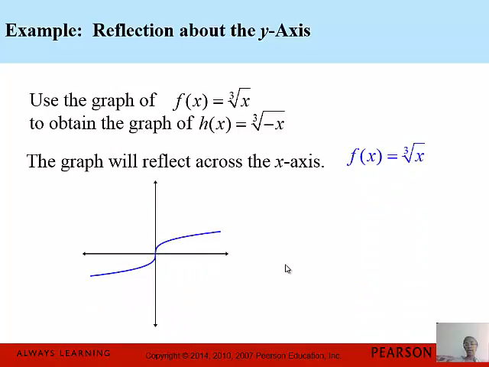So here's the graph of f of x equal cube root of x. Now let's look at the graph of h, which is the cube root of negative x. That function's graph is going to be reflected across the x-axis. And that's what we see here.